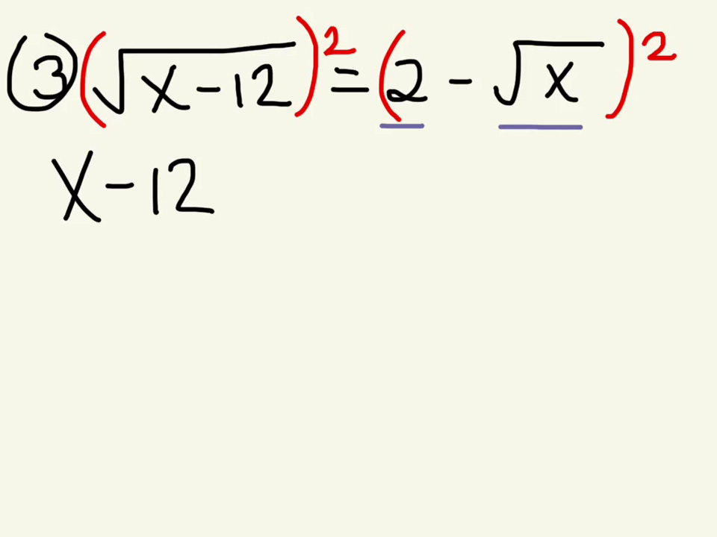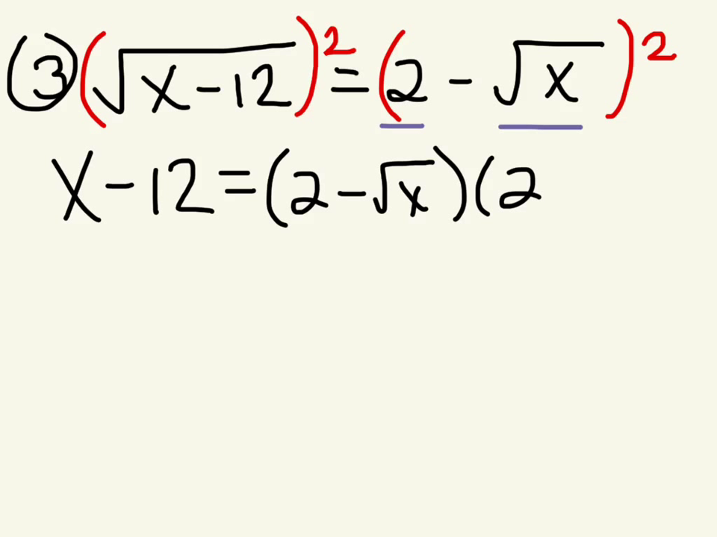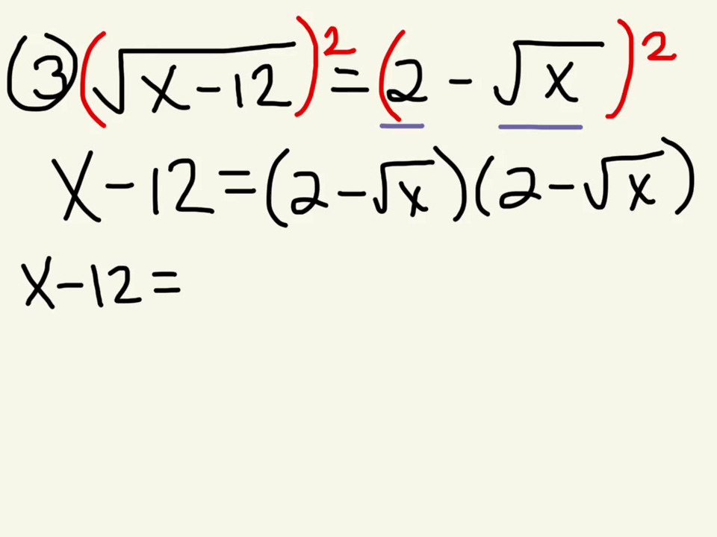So when I square this, we treat it like foiling a binomial. So I'm going to rewrite it as 2 minus the square root of x times 2 minus the square root of x. And we know what we do here, guys. We FOIL. So I'm going to leave my x minus 12 over on the left side. Let's FOIL it out on the right side.